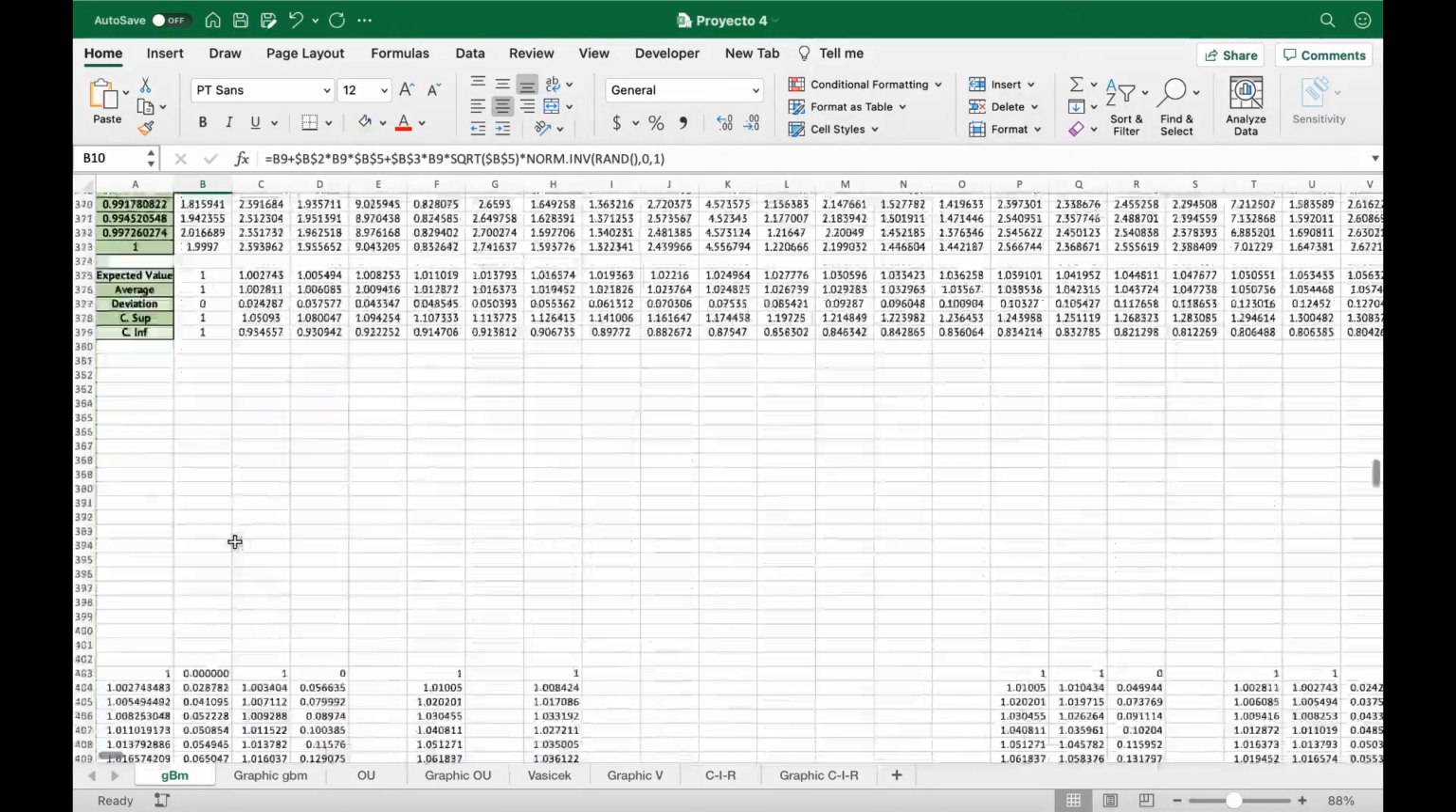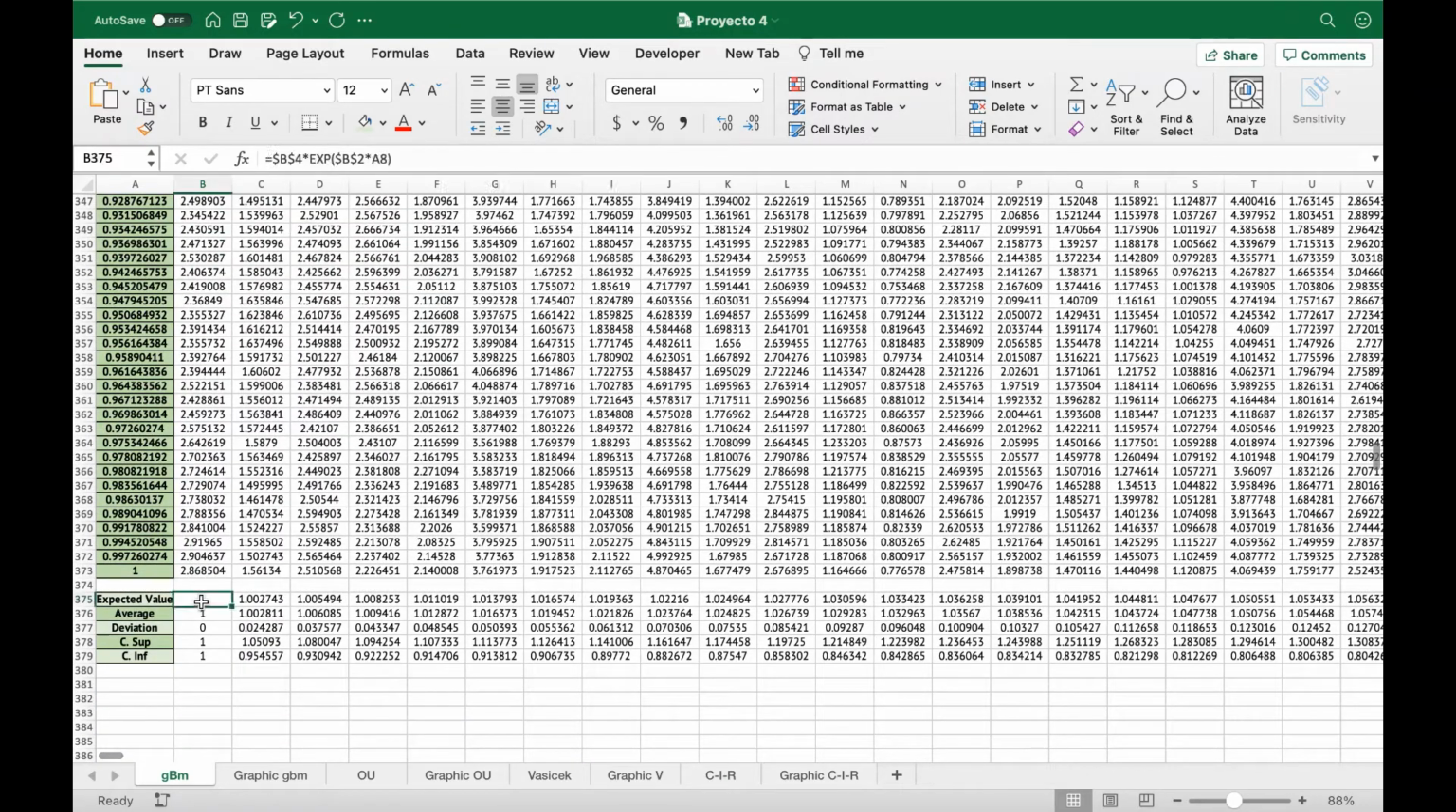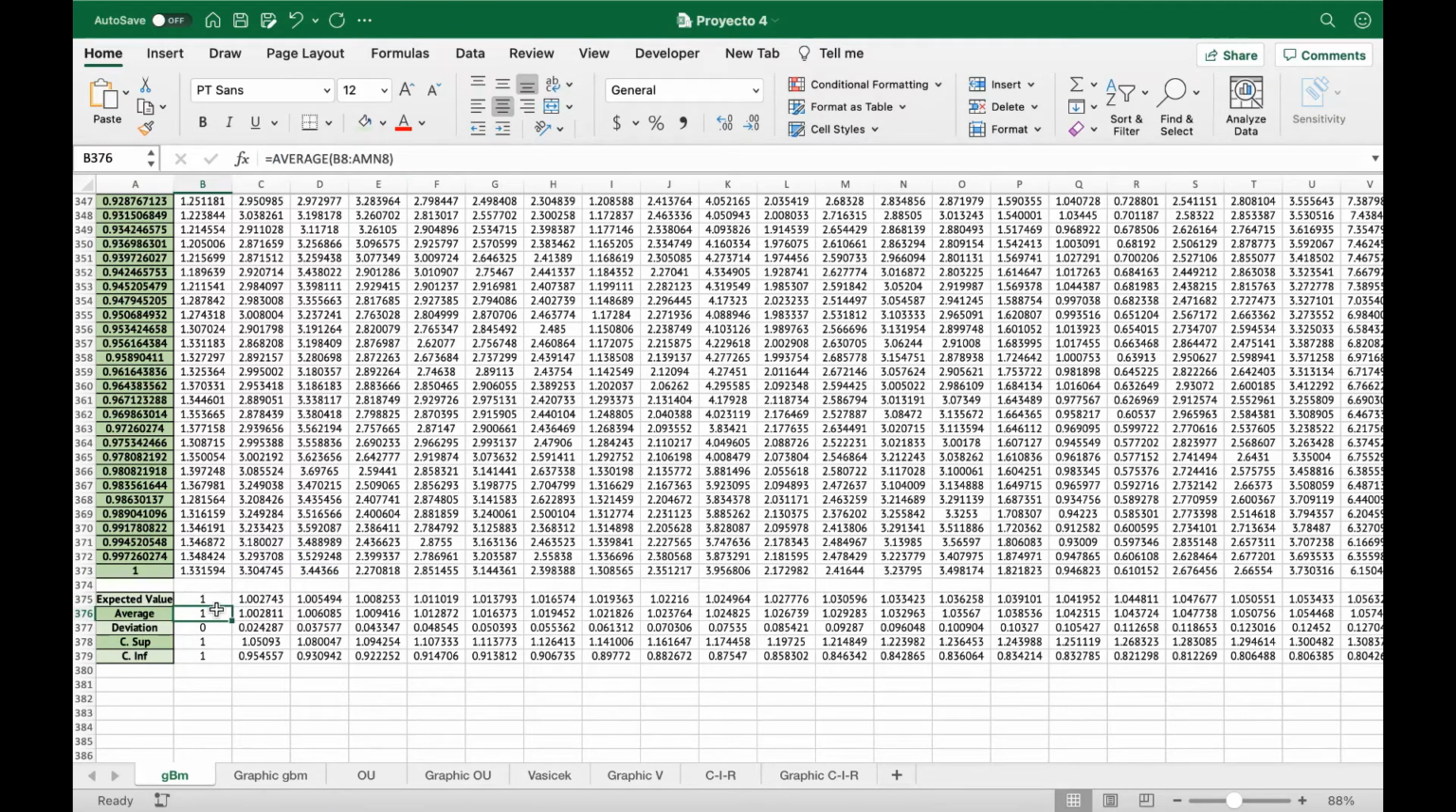And we calculate what will be the expected value using the formula that we already showed in the video, that in this case for the geometric Brownian movement, it's the value of x0 times the exponential function of mu times time, and we calculate the average of each trajectory using only the average function in Excel. And finally, we calculate the deviation of every trajectory to be able to compute the upper and lower bound in order to see the tendency of the model.